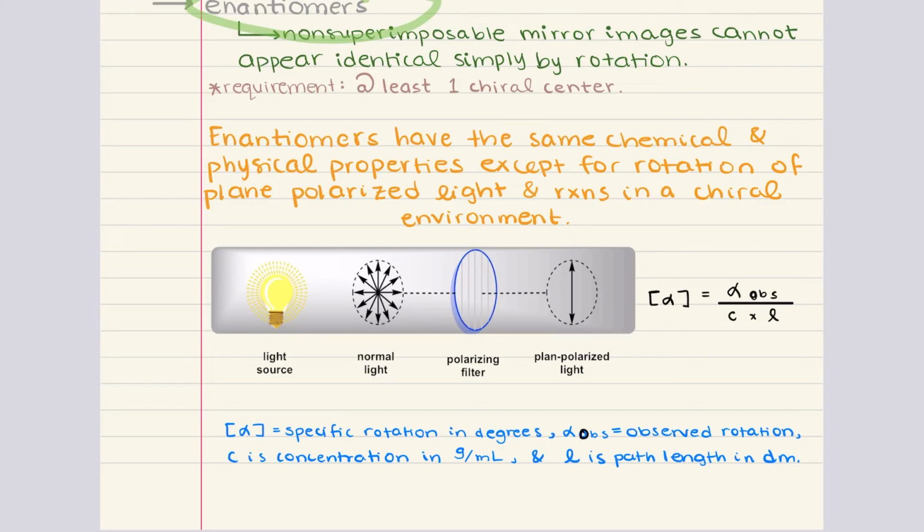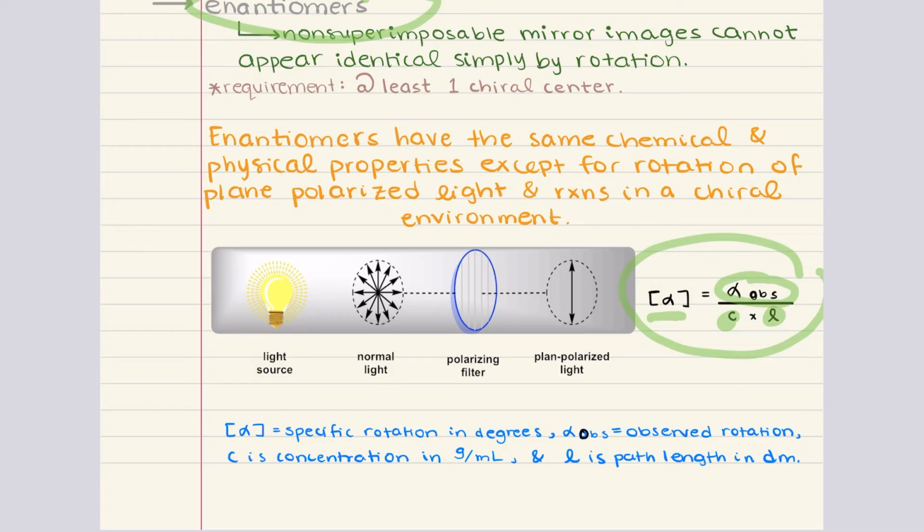Enantiomers are going to rotate plane polarized light in opposite directions, but by equal amounts. One enantiomer will rotate the light clockwise, while the other rotates it counterclockwise. And this rotation is quantified using the formula you see here. This formula tells us that the specific rotation is equal to the observed rotation in degrees divided by the concentration in grams per milliliter, and that's multiplied by the path length in decimeters.